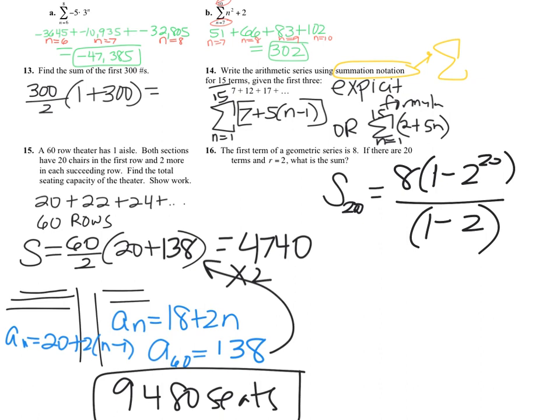8 times 1 minus 2 to the 20th power. Oops. Did you get it already? Are you faster than me? Divided by 1 minus 2, or negative 2. Negative 1, I mean.